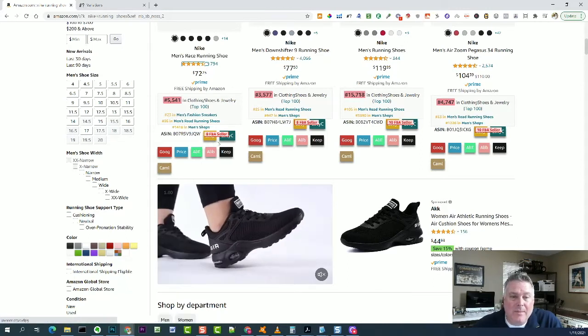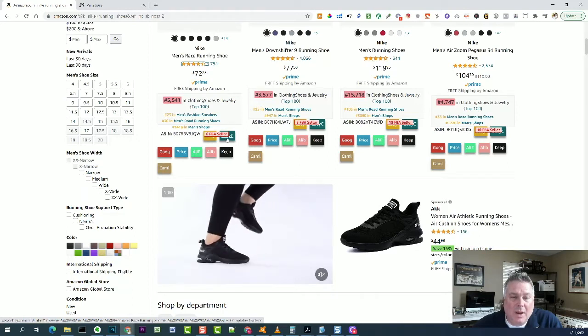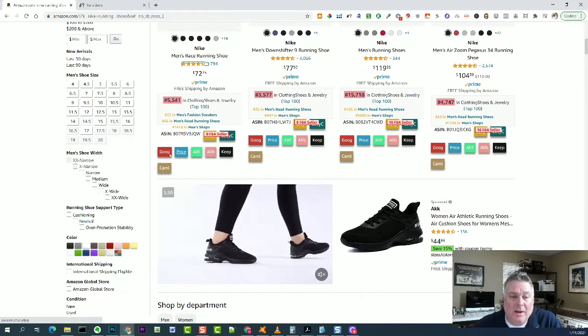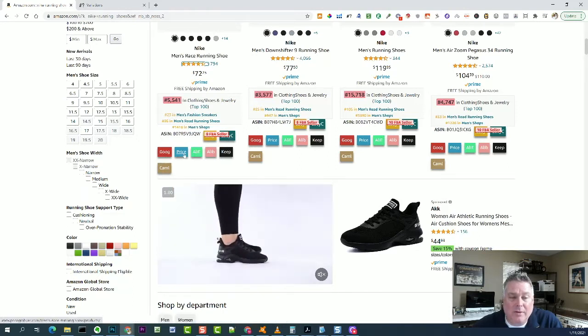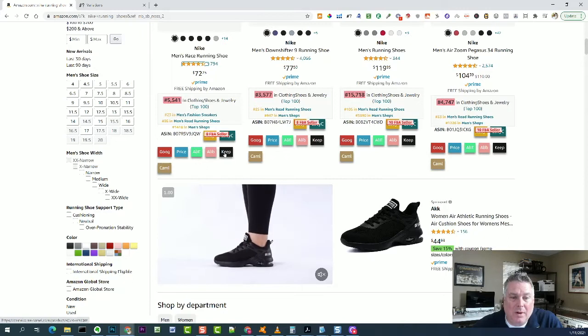This is a listing for eBay. This is for eBay Solds, I think. Google Shopping, Price Grabber, I think. AliExpress, Alibaba, Keepa chart, Camel.